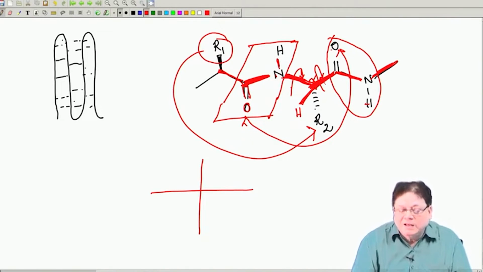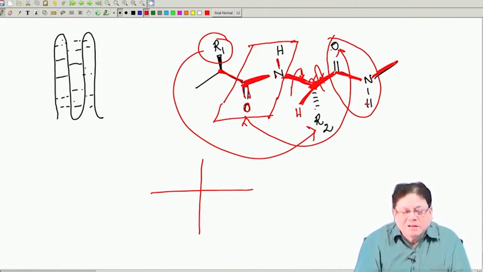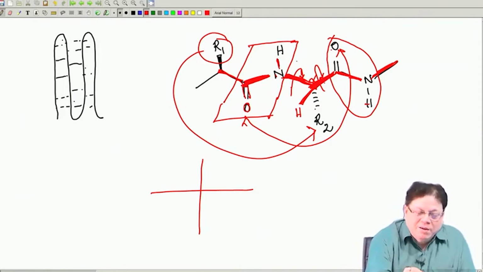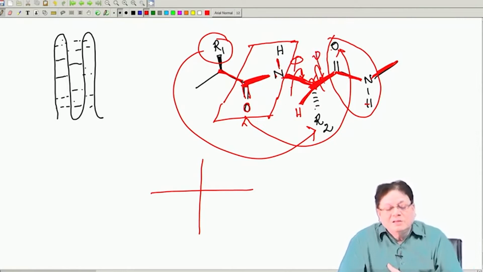Dihedral angle is basically between two planes. Now, usually books will write that the carbon nitrogen dihedral angle is called the phi angle, and the carbonyl carbon and the alpha carbon angle is called the psi angle.